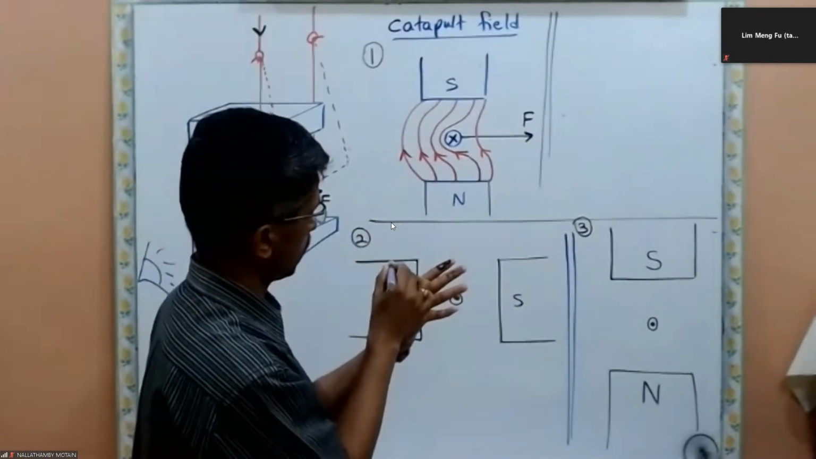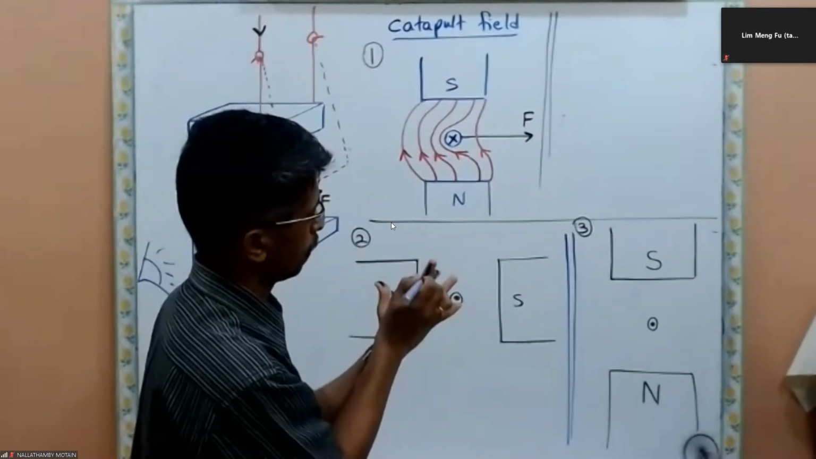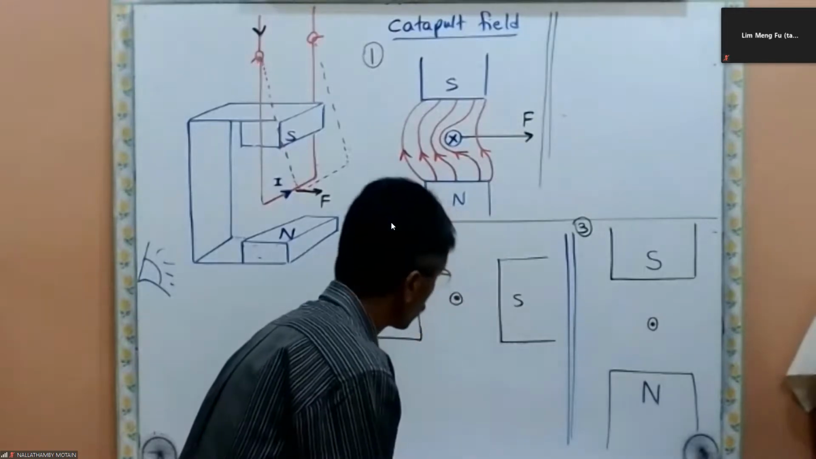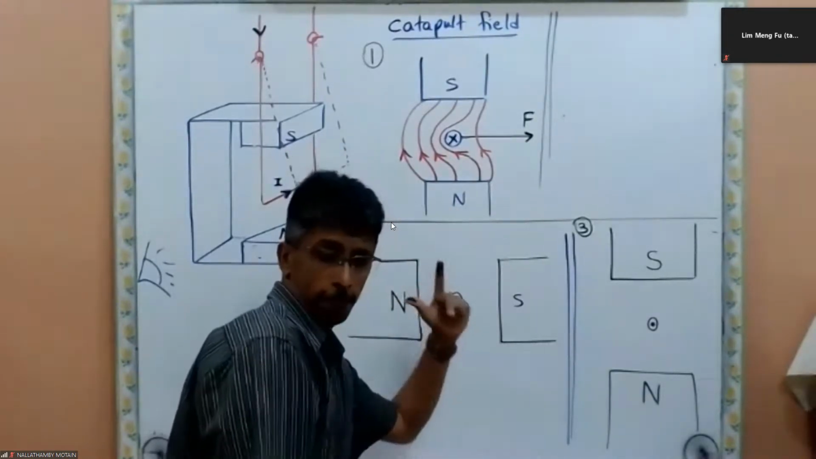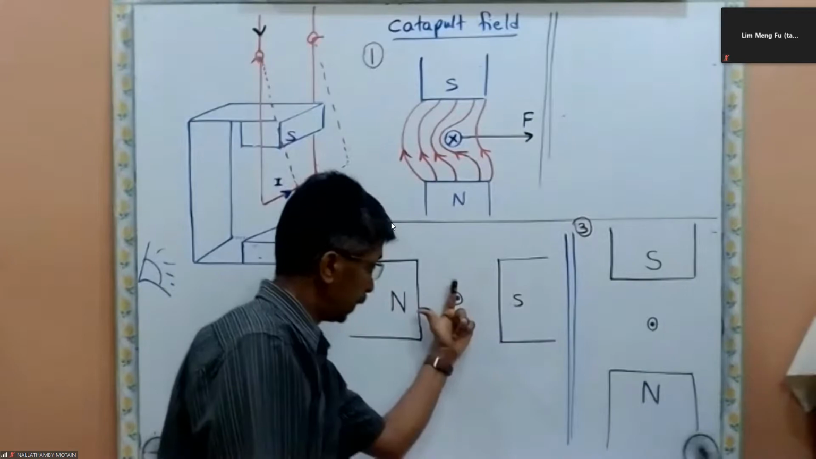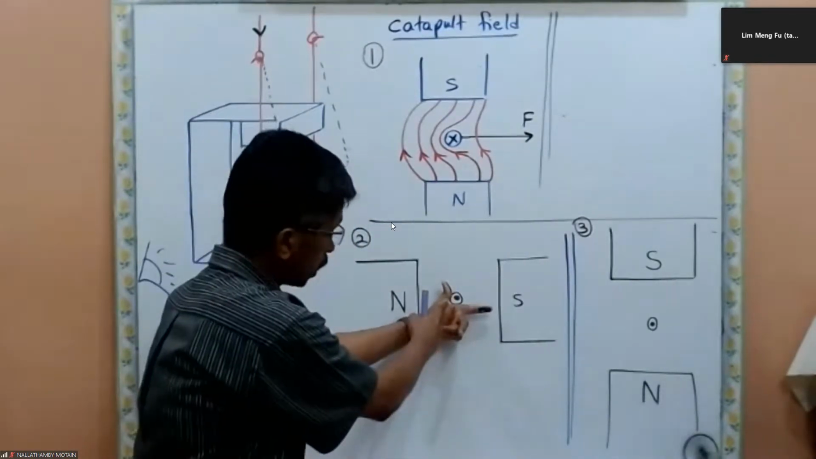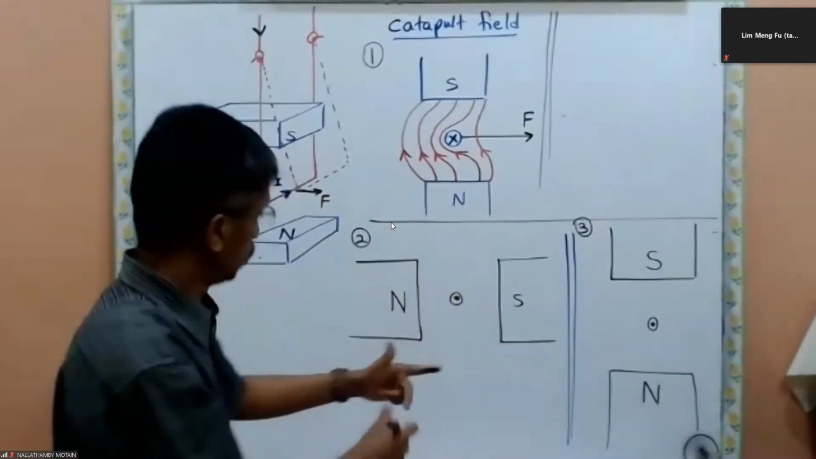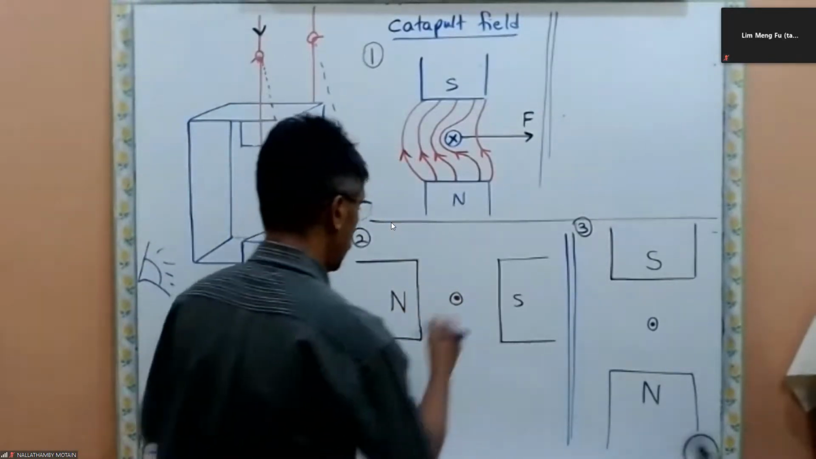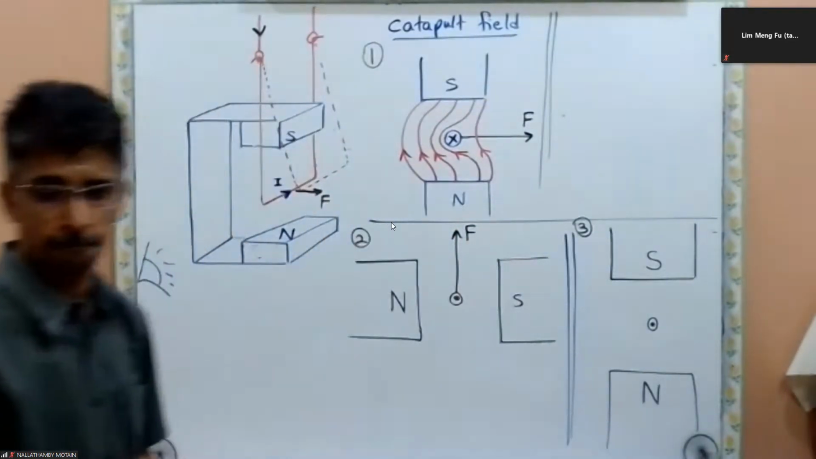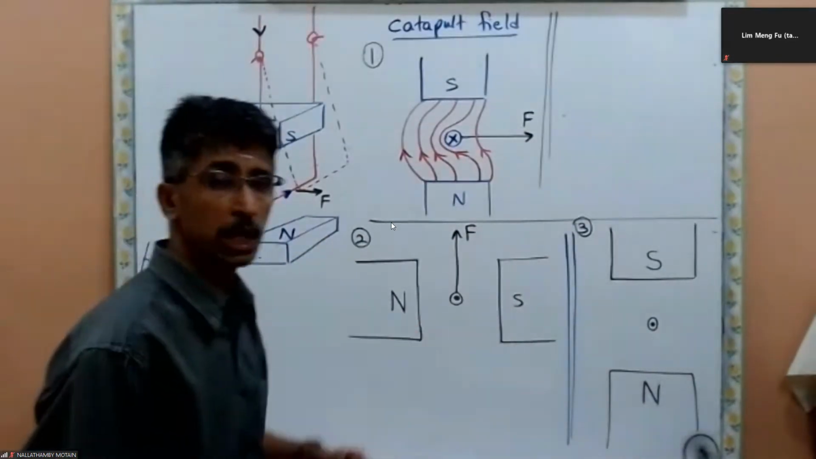Here is force. Over here is current. Current outward, north to south. Your thumb points upward. So your thumb points what? Upward. So the force is acting upward.